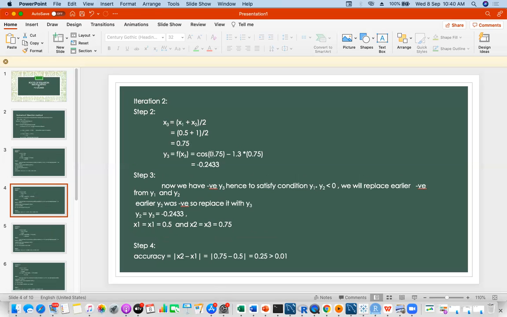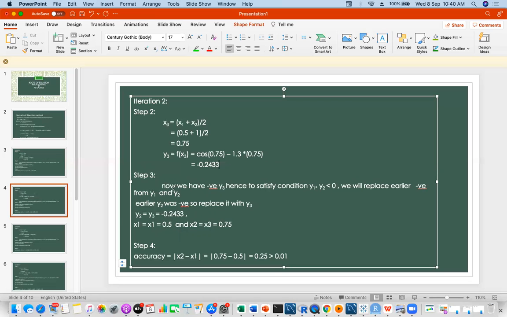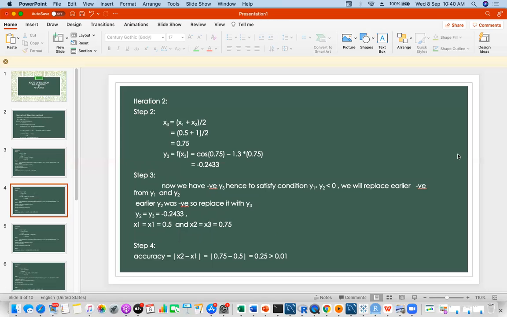We will put the value of x3 in the function and we get y3 as minus 0.2433. That we got as negative. So what should we do? Whatever value was negative in the earlier iteration, that we will replace, right? So here y3 is negative.